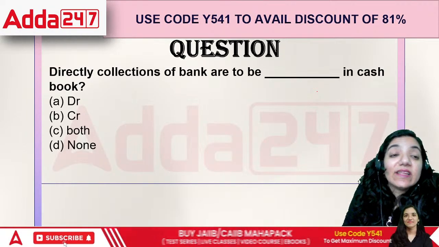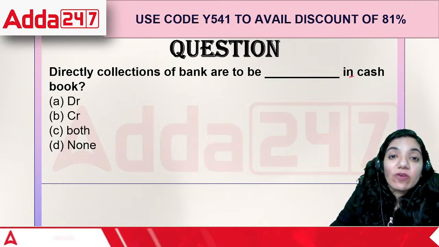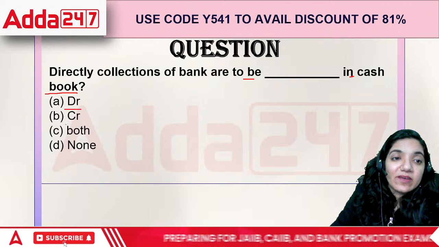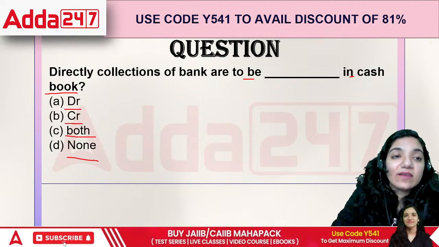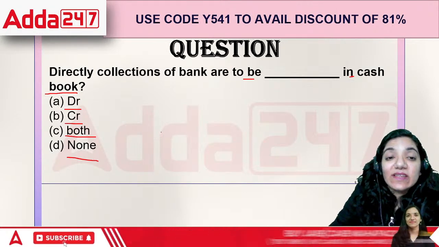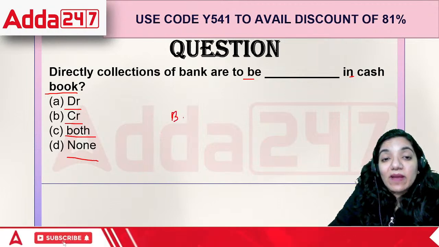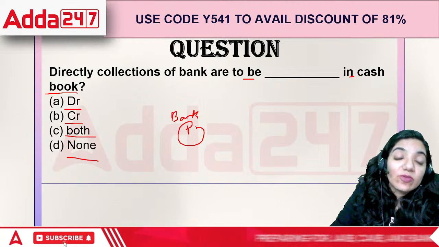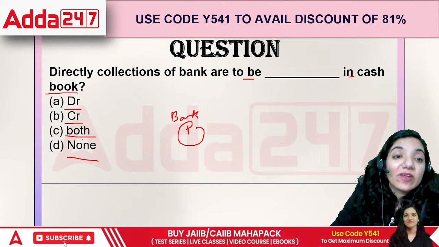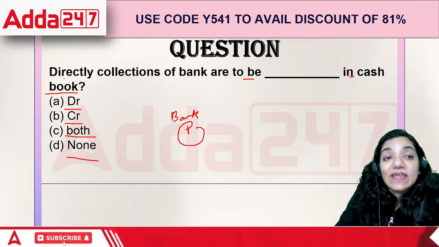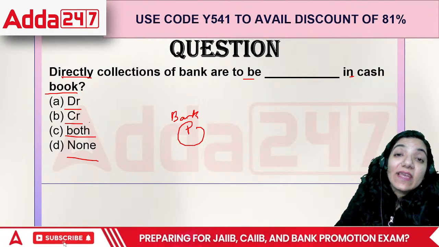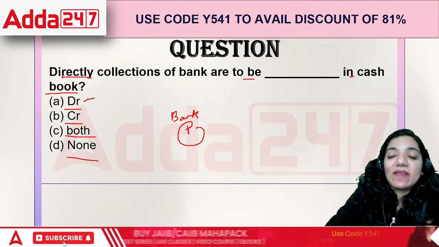Next question. The direct collections of the bank are to be dash in the cash book: debited, credited, both or none. Direct collections mean the amount goes directly into my bank, so the bank has a plus there. Would it be debited, credited, both or none? Directly collected money would be debited in my cash book and credited in my passbook.